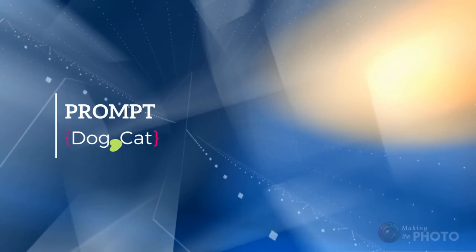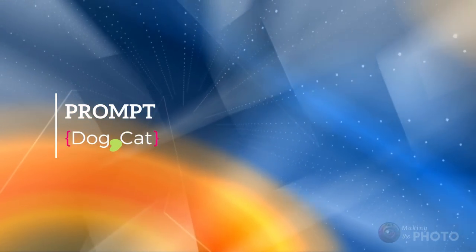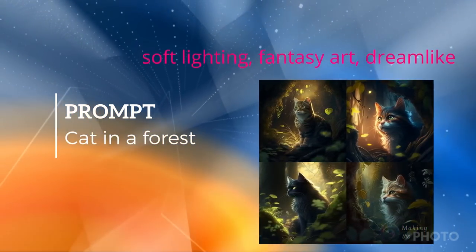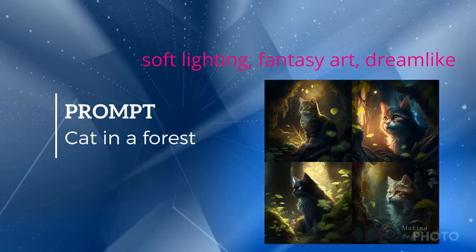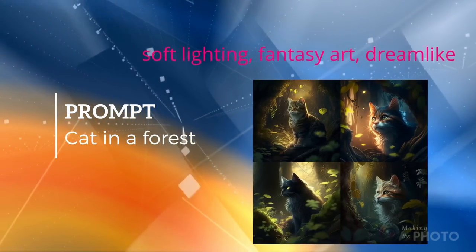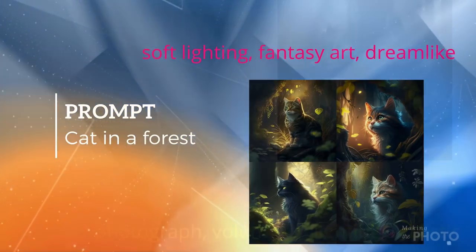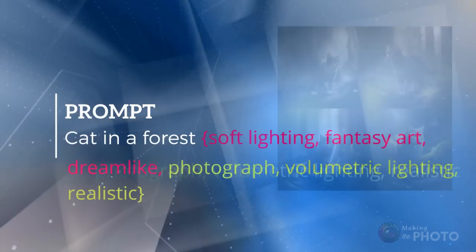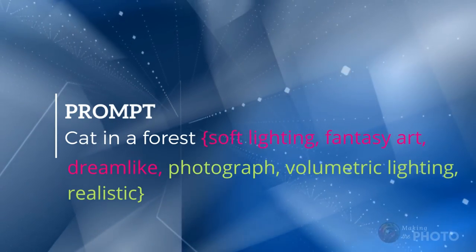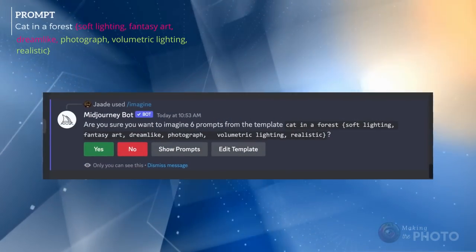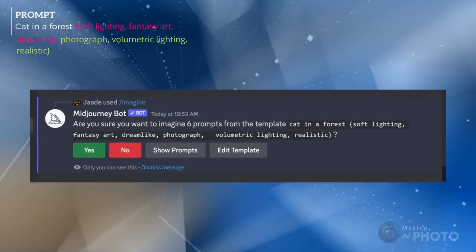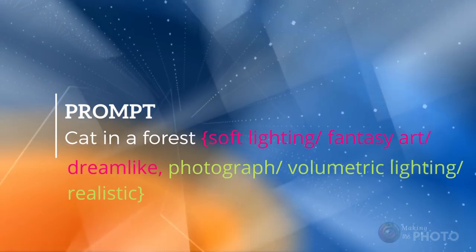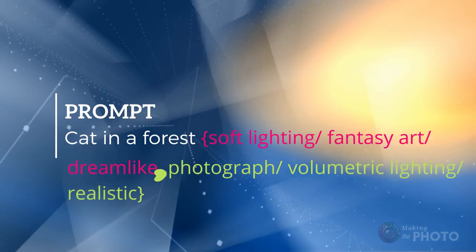Permutations are separated by commas, dog, comma, cat. Things get a little more complicated if you separate a list that already includes commas. Maybe one image you want has soft lighting, fantasy art, and is dreamlike. The other is a photograph with volumetric lighting and is realistic. If we put all of these combinations in the brackets, Midjourney will think you want 6 different images. We have to change the commas inside of each permutation to a forward slash. This leaves only one comma separating the 2 parts of the permutation.